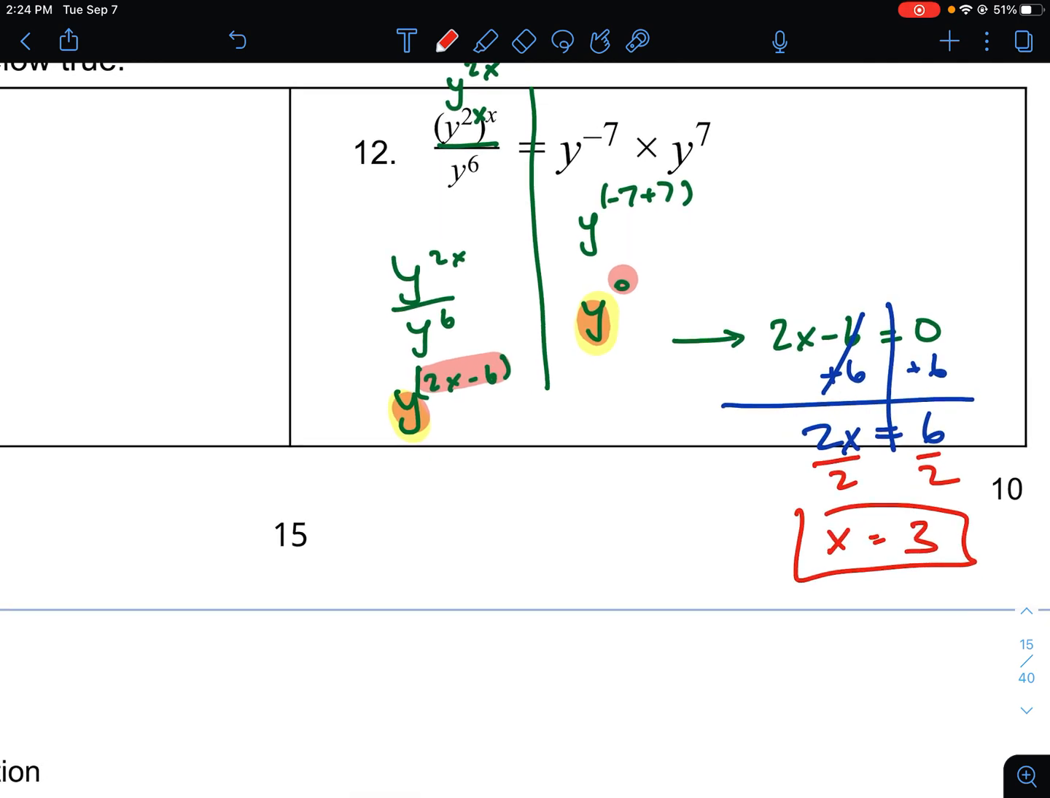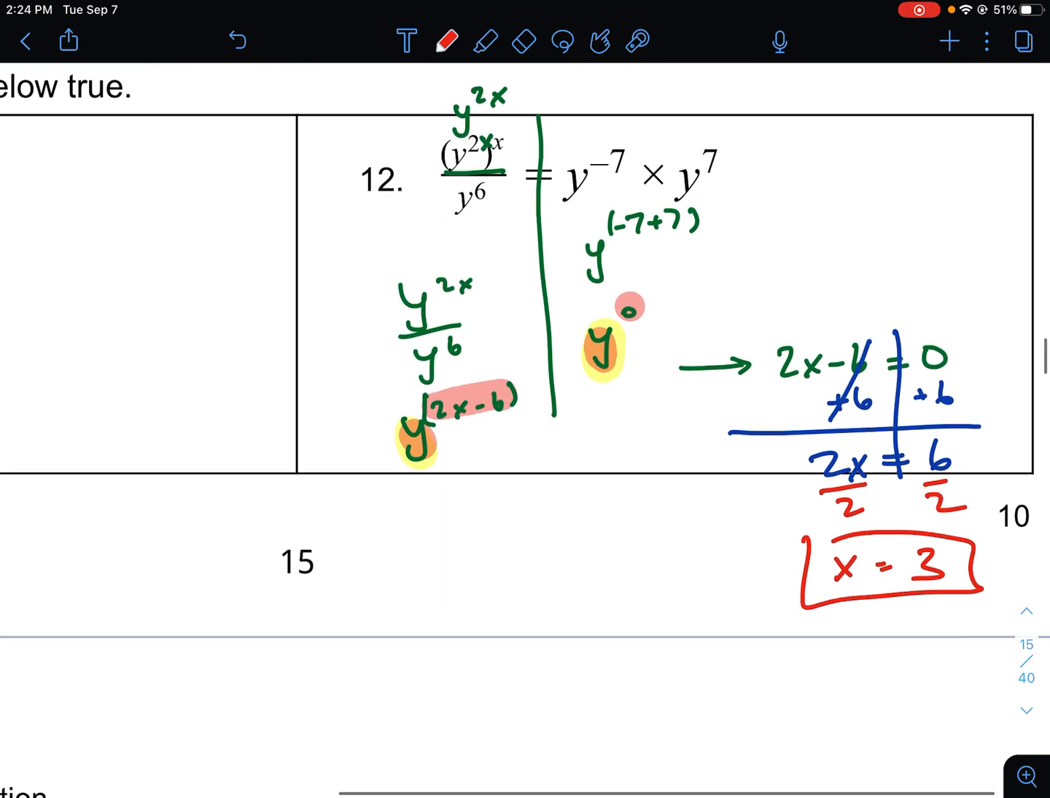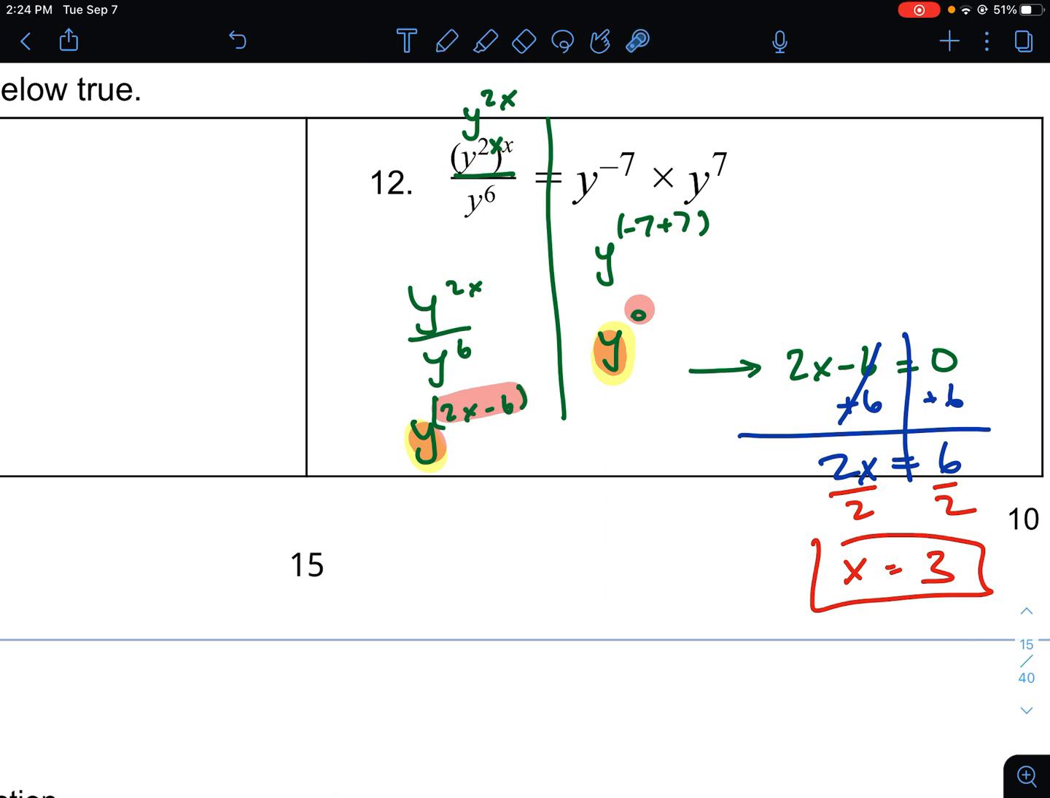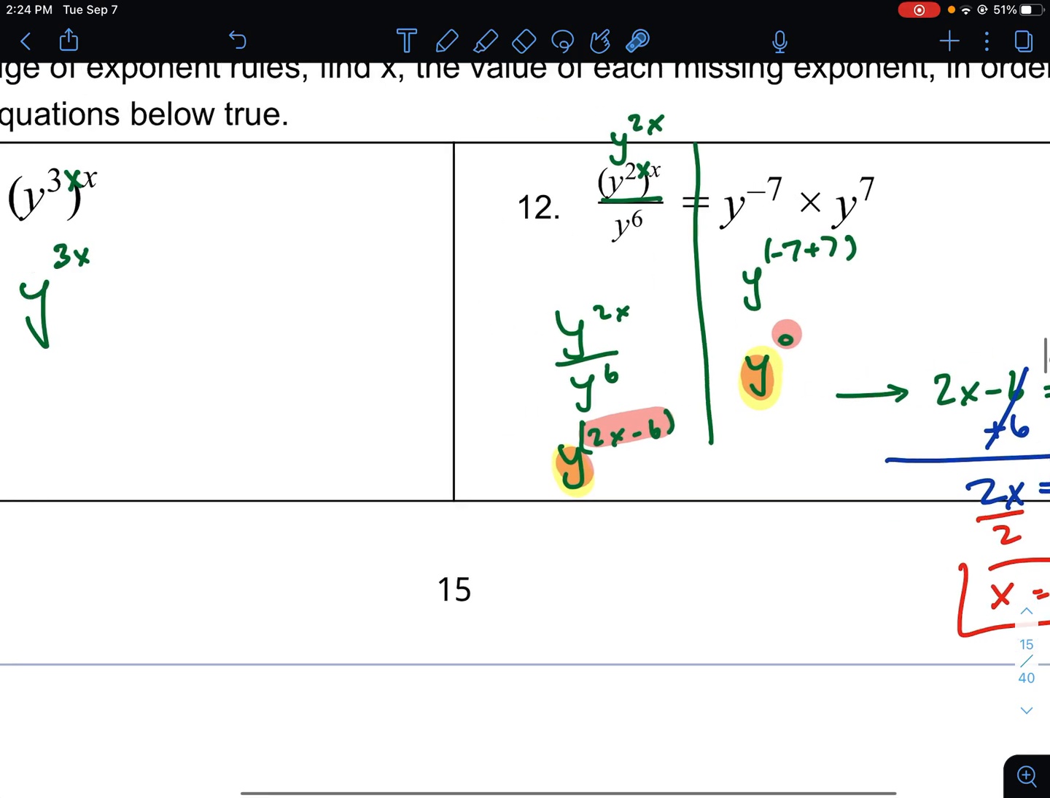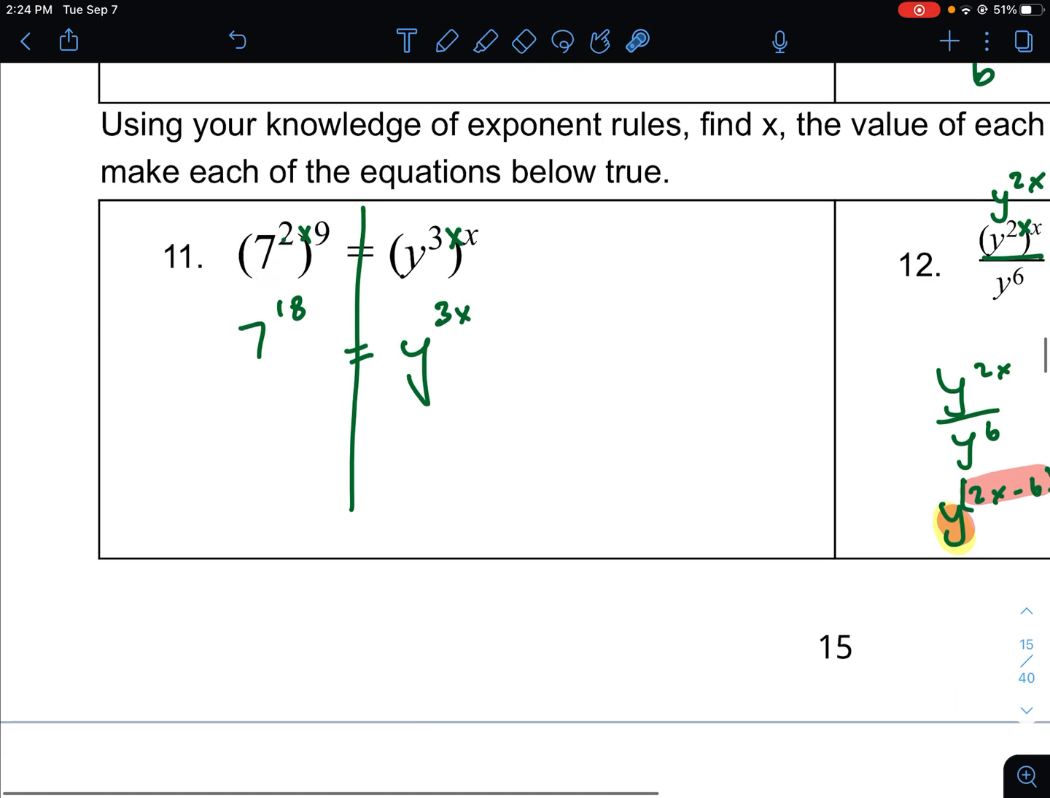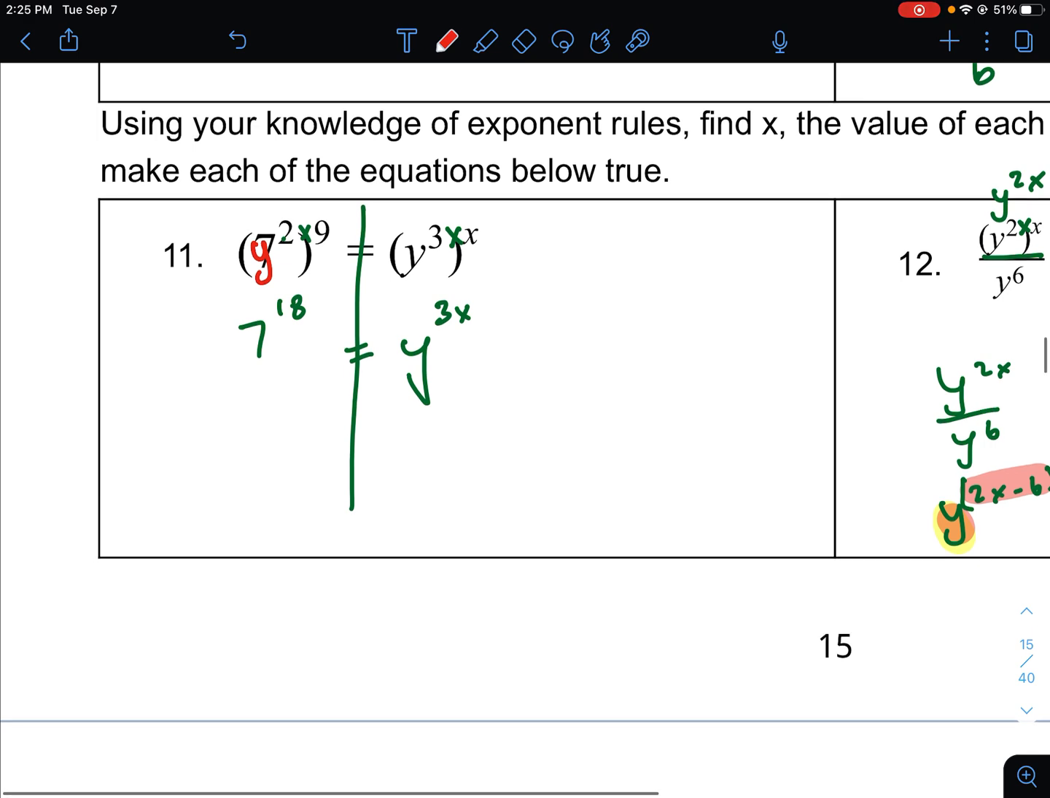So what does that mean? Well, if we plugged that back into our original equation, which is right here, y to the 2 times x. y to the 2 times 3 is y to the 6th divided by y to the 6th. So y to the 6th divided by y to the 6th is just y to the 0, which is 1, which is exactly what we got. So what I imagine this was supposed to say is this probably was supposed to say y to the second times 9 is my guess. So it's not supposed to say 7 to the 18th, but y to the 18th.